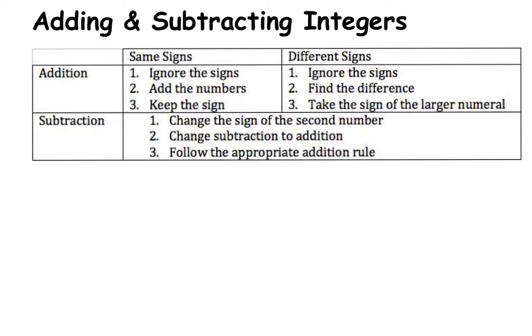Subtraction is the same regardless if you have two positive, two negative, or one of each. Your subtraction, you're always going to keep the first number the same, so that one stays. And then you change the sign of the second number, and you change the subtraction to the addition rule. So some people call that the stay, change, change. And then you follow the appropriate addition rule up here.